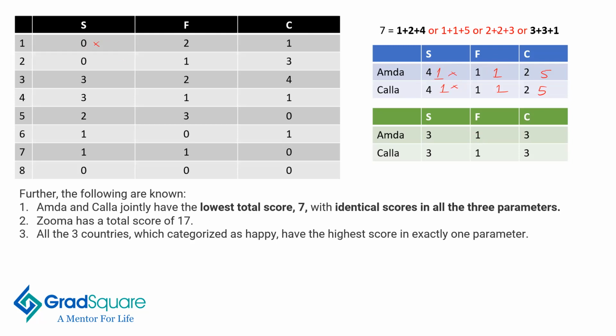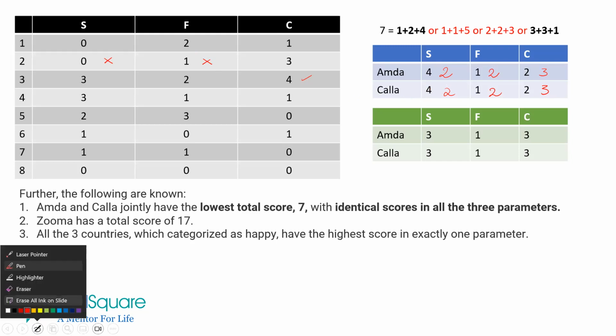Similarly, if you look at 2, 2, and 3 for both. So 3 has to be there 2 times. That's possible for C, right? 2 has to be there 2 times for F. Not possible because it's only coming 1 time. And then 2 has to be there 2 times for S, which is also not there because for Social Security, it is 0 times. So obviously these 2 cases are not possible.